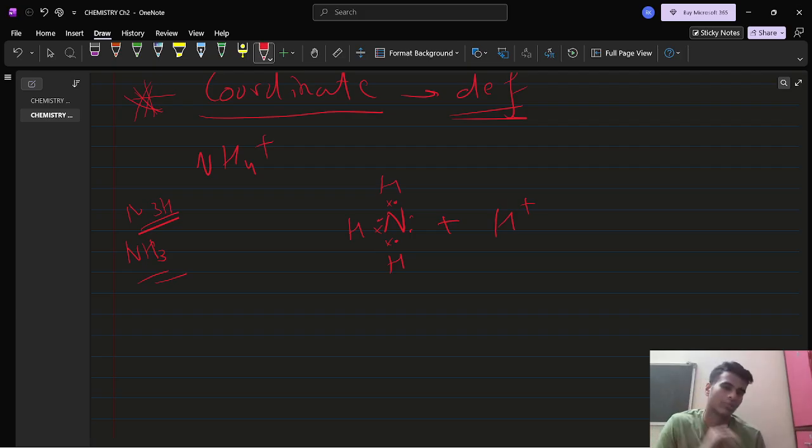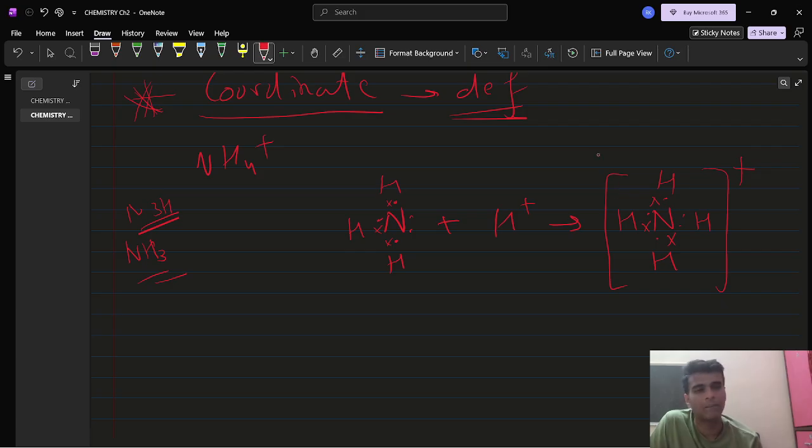So when this gains one H plus ion, which may come either from water or acid, it forms a really wonderful compound. This is called ammonium.